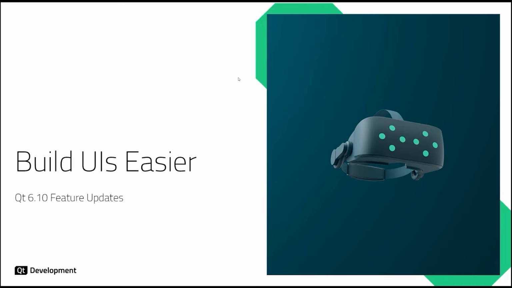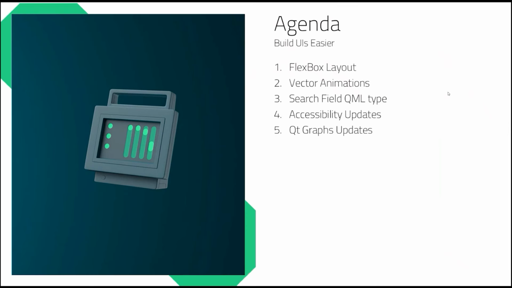Thanks, Ben. The next section in the 6.10 feature update webinar is going to be in regards to building UIs easier. So there have been a few types introduced and updated in this section, and we've got an agenda laid out here for that. So first we'll cover a new type called FlexBoxLayout, as well as vector animations, the SearchField QML type, accessibility updates, and some updates to the Qt Graphs module.